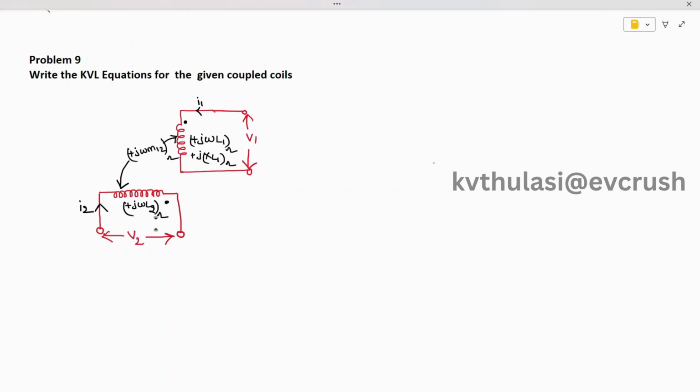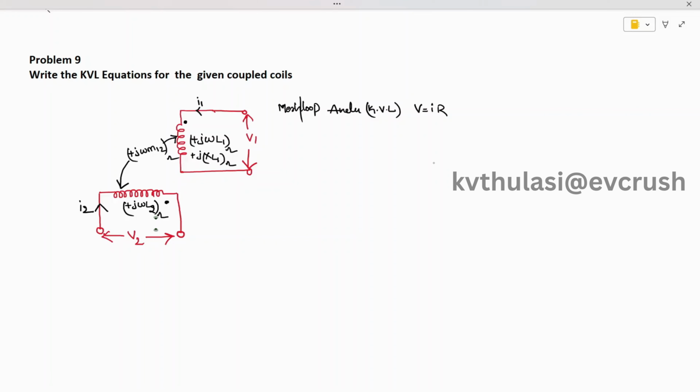Let's try to write down the KVL equations. In order to apply KVL, let's apply mesh analysis. Mesh analysis or loop analysis, both are the same. Apply mesh analysis for the first loop. Indirectly we are applying Kirchhoff's voltage law. Let's write the equations in the form V equals I into R.